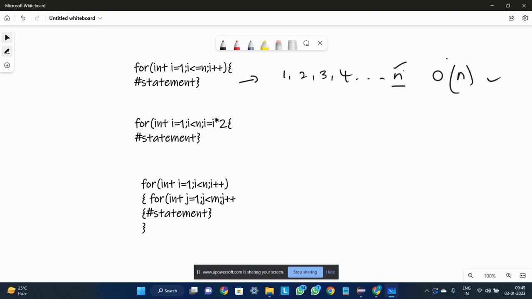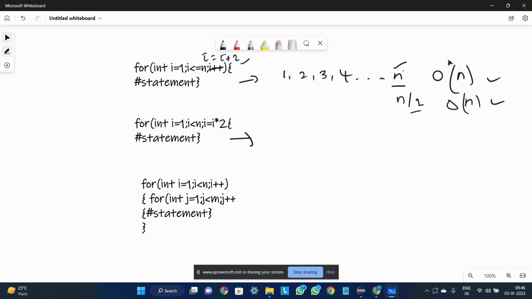Yes. So now, for example, if you take i equals i plus 2 instead of i plus plus, it will increment by double. So what will it be? n by 2. This we have already observed in our part 1. So here it is n by 2, and we will neglect the coefficient and take order of n.